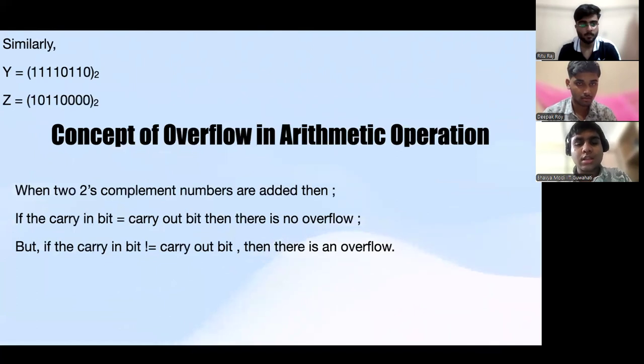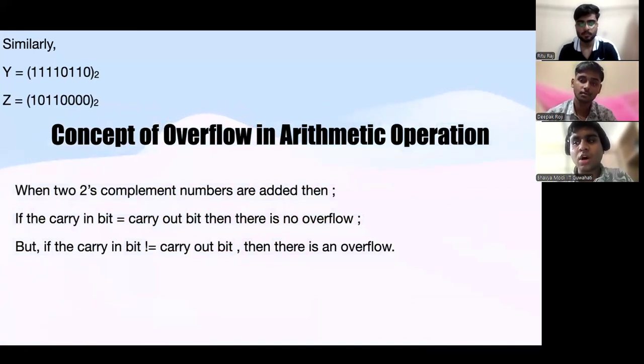Now, the next heading is concept of overflow in arithmetic operation. So firstly, what is concept of overflow? What is overflow and why does overflow occur? Overflow happens due to limited number of bits. So there is a limit to the number of cases that can be addressed.